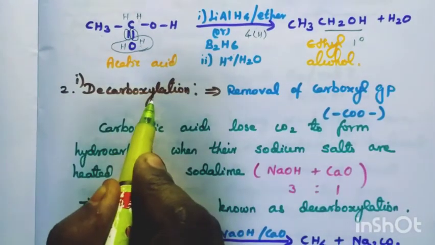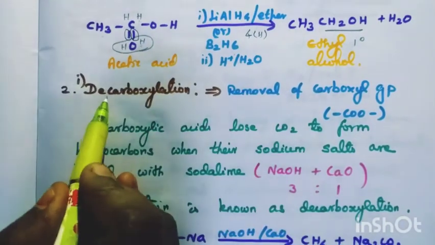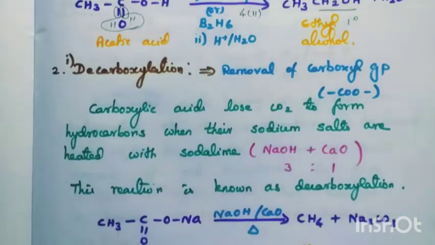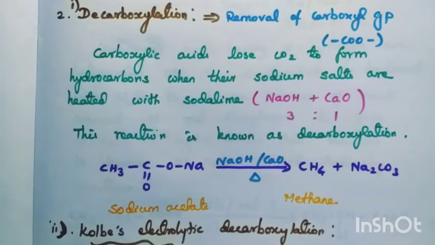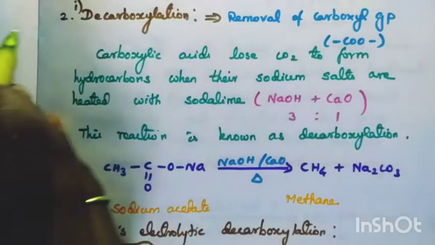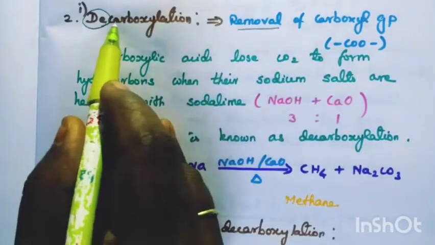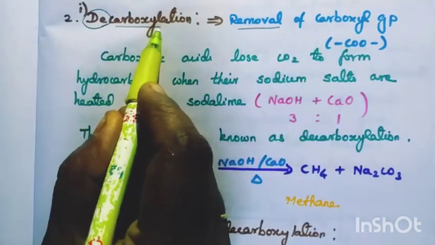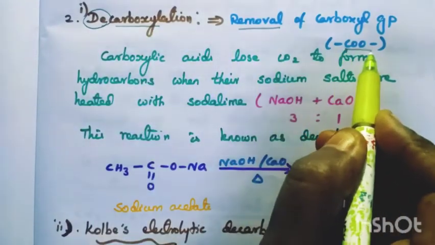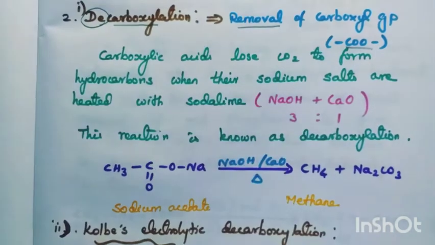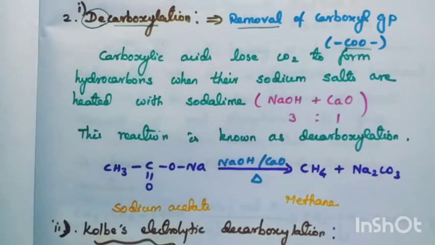Next is decarboxylation. There is normal decarboxylation, and then another one, Kolbe's electrolytic decarboxylation. First we are going to see decarboxylation. What is D? D means removal. Removal of which group? The carboxyl group, meaning the COO group. So decarboxylation means removal of the COO group as CO2.